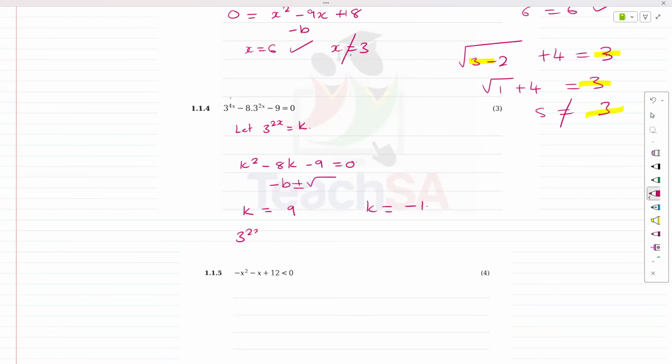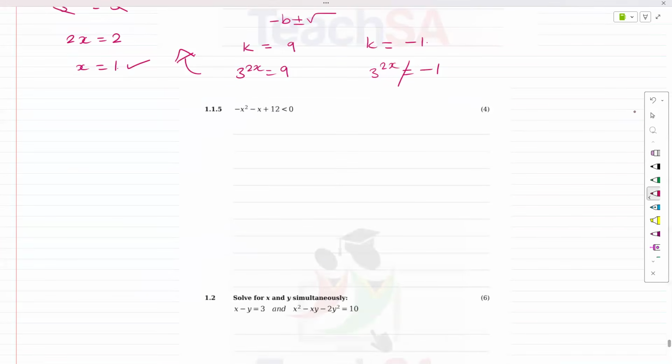This is 3 to the 2x equals 9. I know that can work out. 3 to the 2x equals minus 1 will never work out. Let's solve this one here. This is 3 to the 2x equals 3 to the 2. Cancel, cancel. 2x equals 2, x equals 1. That's all there is to this question. The next one is a graph question, of course.